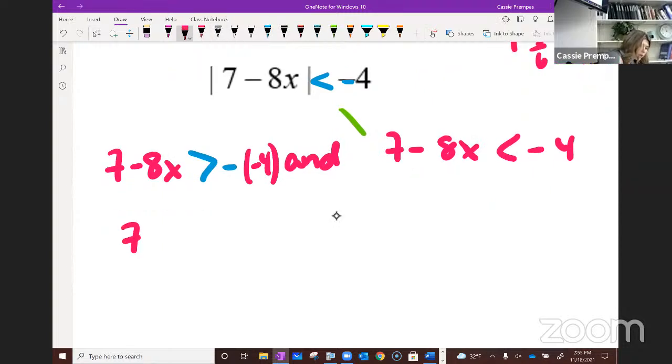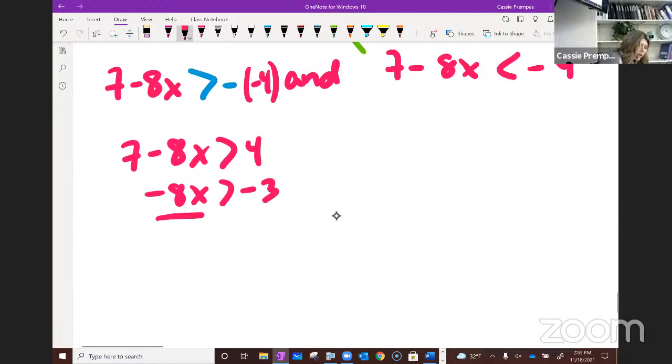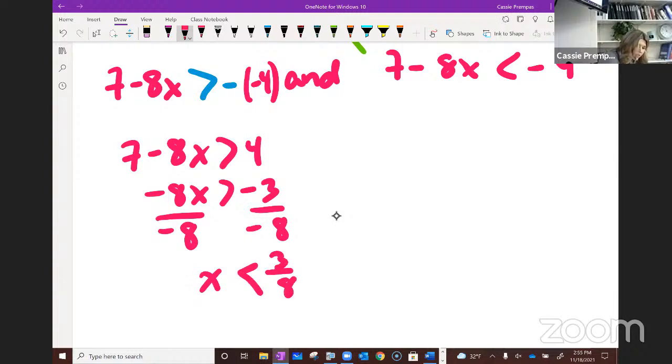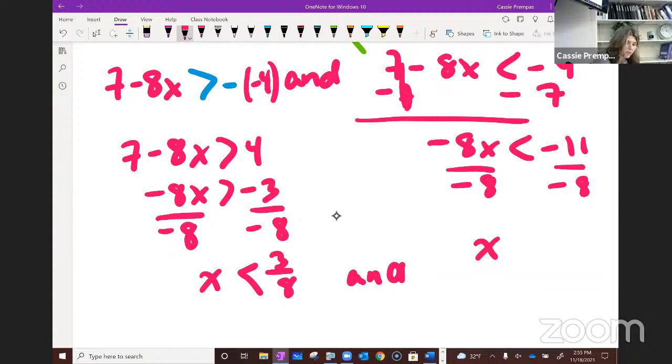So I have 7 minus 8x has to be greater than 4. Subtract 7. And I get greater than negative 3. Divide by negative. Allison, what do I have to do if I divide by a negative? Nice. Flip that sign. 3/8. And I know I'm working fast through this because I'm just showing you guys the algebra. Negative 8x has to be less than negative 11. Divide by a negative. When you divide by a negative, you have to flip the sign.